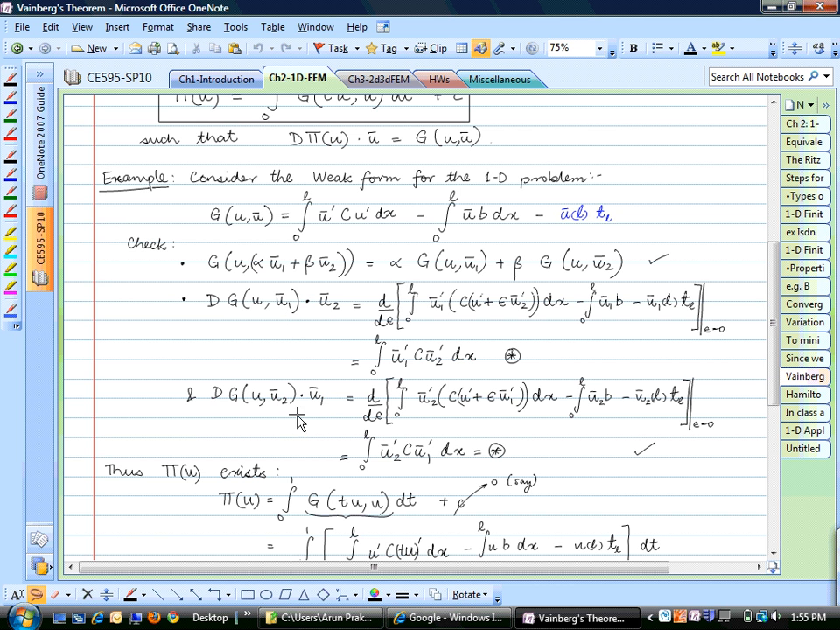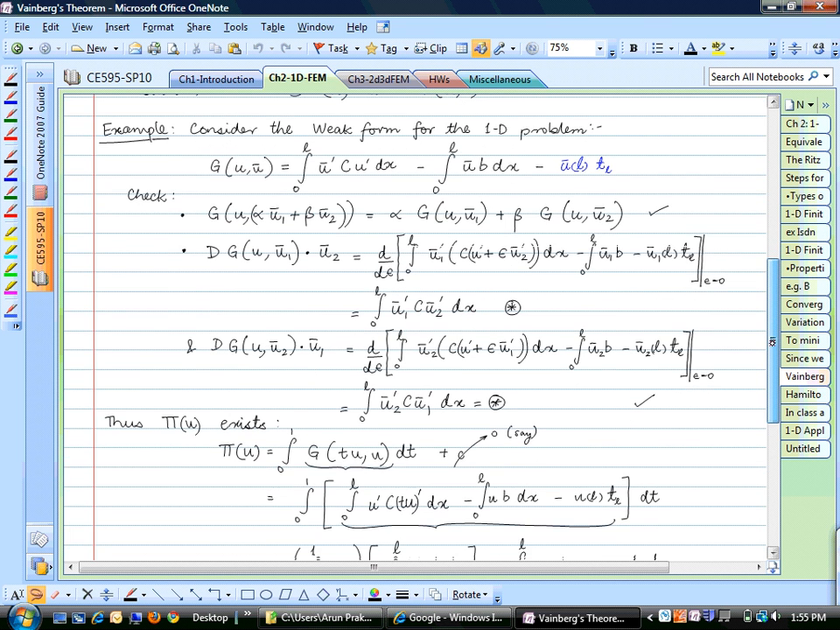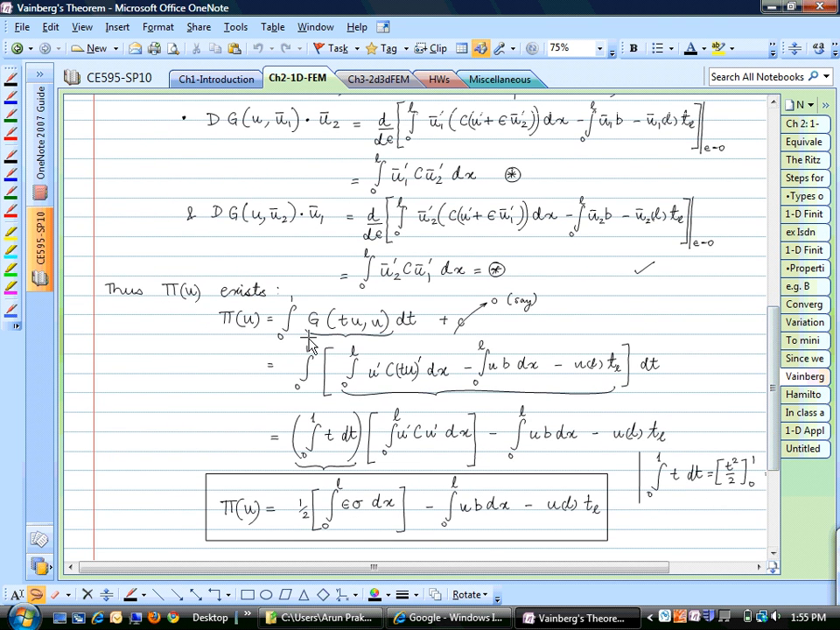That is, the directional derivative of G is symmetric with respect to the second argument, and therefore we know that a potential energy functional will exist. And to calculate this potential energy functional, we will just use the definition from Weinberg's theorem. And this definition is also not very tricky. It's fairly simple. It's just a little algebra.